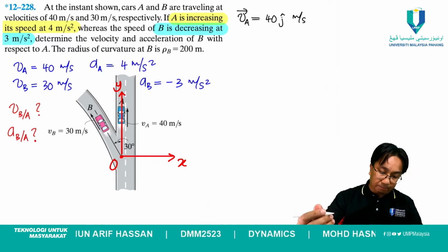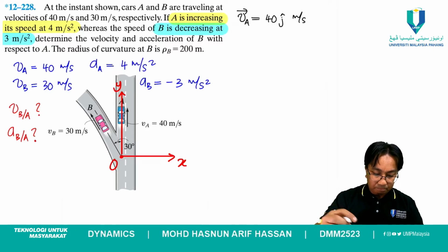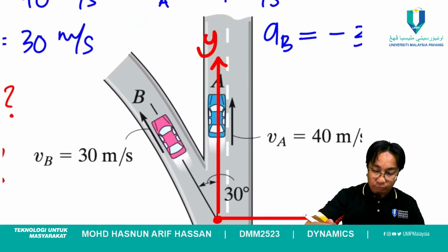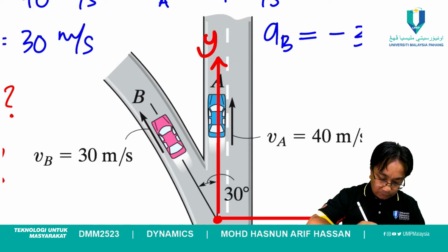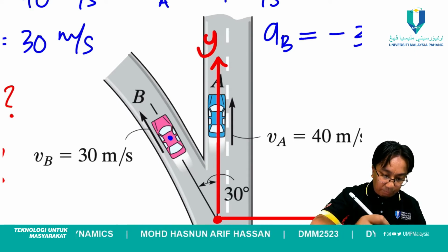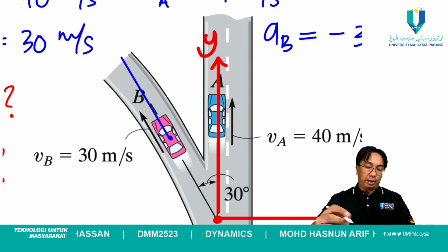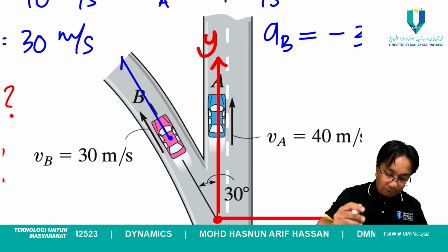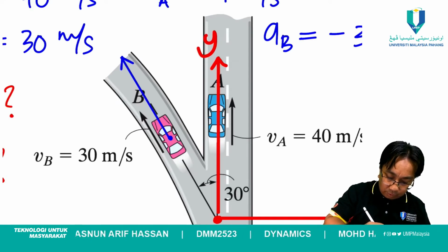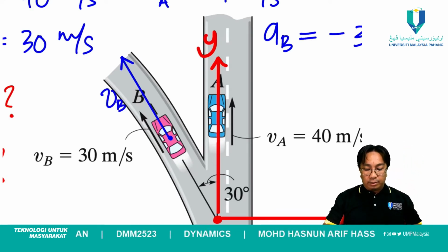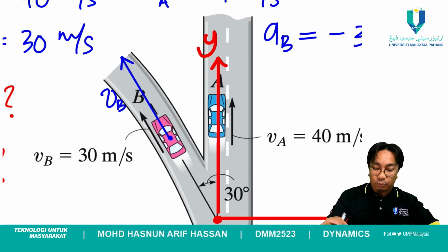What about VB? What about VB? Okay, let's zoom in here. VB is basically, this is point B. So VB is going in this direction. Okay, that will be the direction of VB. Okay. So this is VB. Then we can resolve VB into components, into X and Y components.